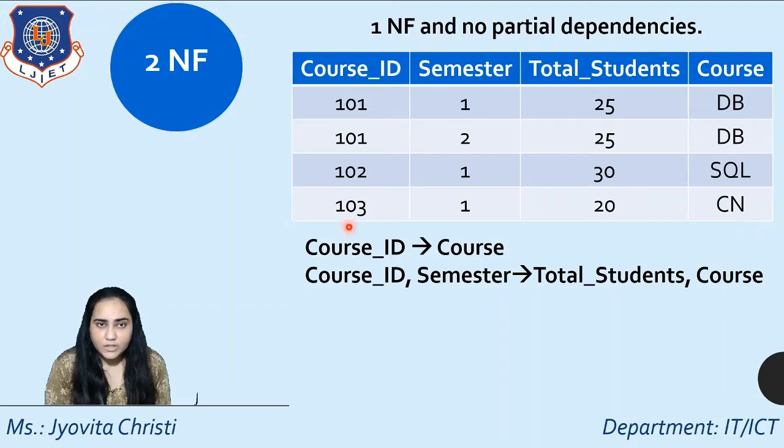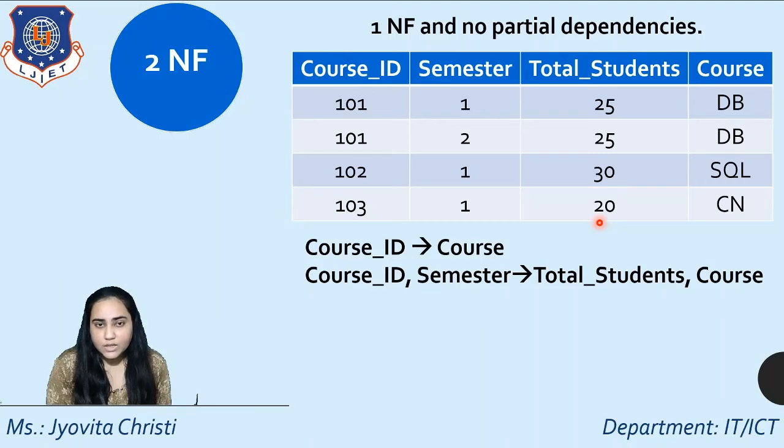So if I ask you which course has the ID 101, you'll quickly answer that it is DB because you can look at the table and say that. And if I ask you which course is 102, you'll quickly look at the table again and tell me that it is SQL. And if I ask you which course is 103, once again you can look at the table and tell me that it is CN. There is no ambiguity in this. So this is an example of a functional dependency.